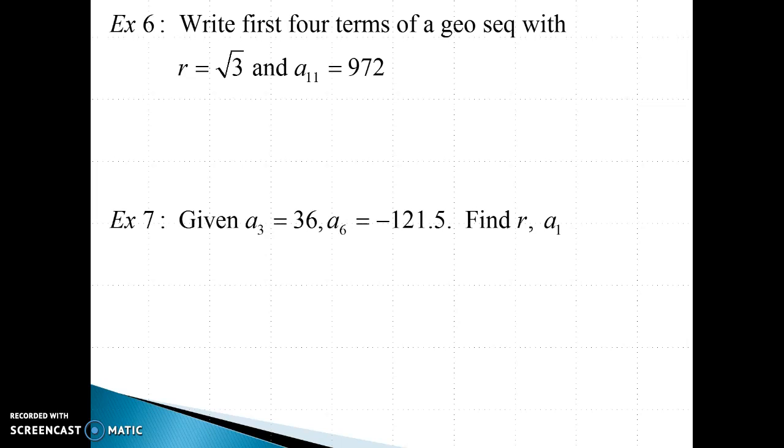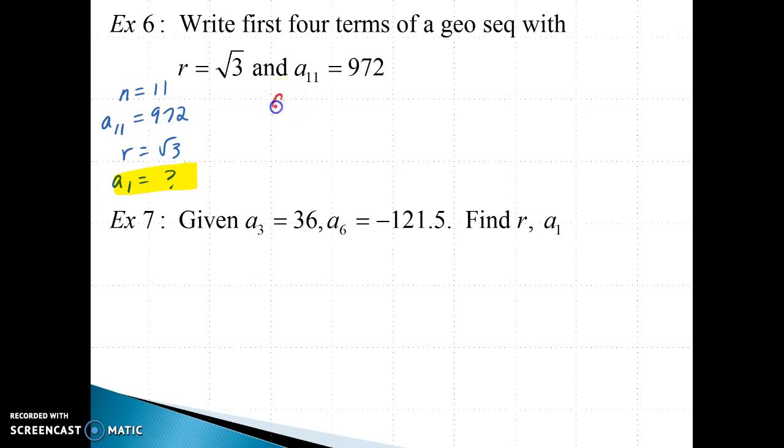Alrighty, so if we know our r value is root 3 and a sub 11 is 972, we want to figure out what a1 is. So just like we did before, we can list off what we know. We know in this case that n is 11, and a sub 11 equals 972. We know that our r value is root 3, and we are trying to find our a1. That is my unknown here.